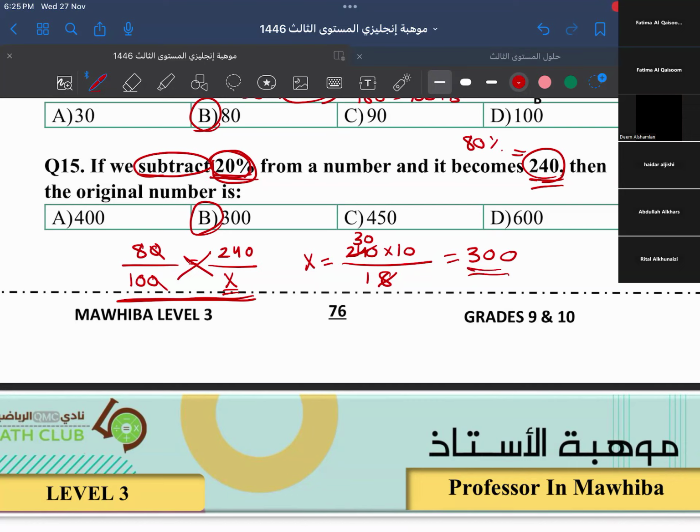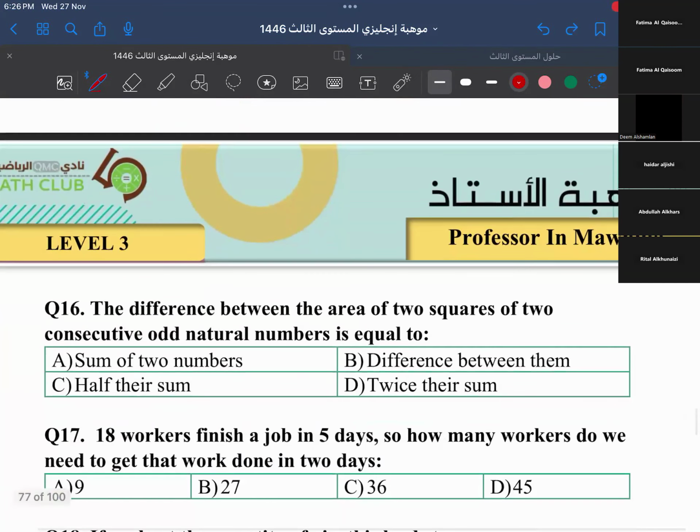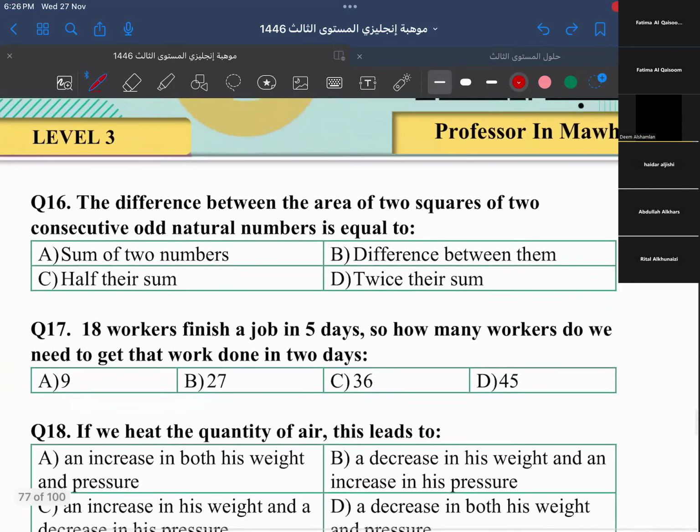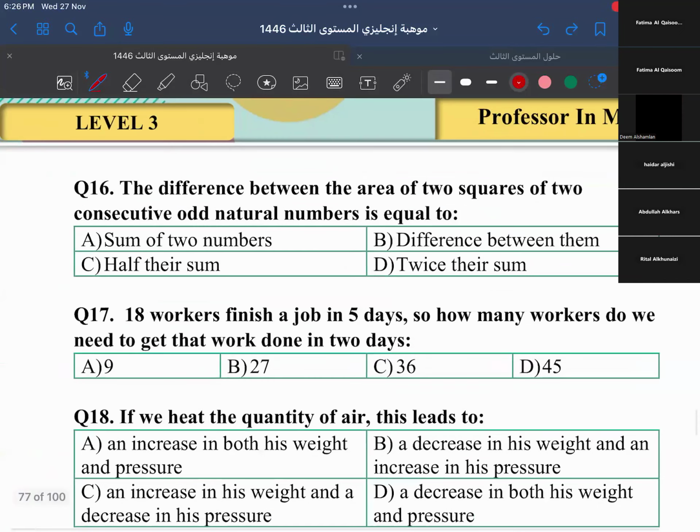So I think it is wrong in your answer key. If you want to change it so that you don't get confused, it's put in D, and the actual answer is B. Okay. Yeah, question 16.